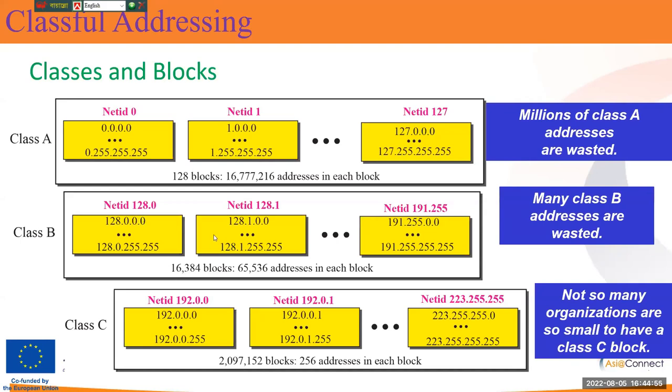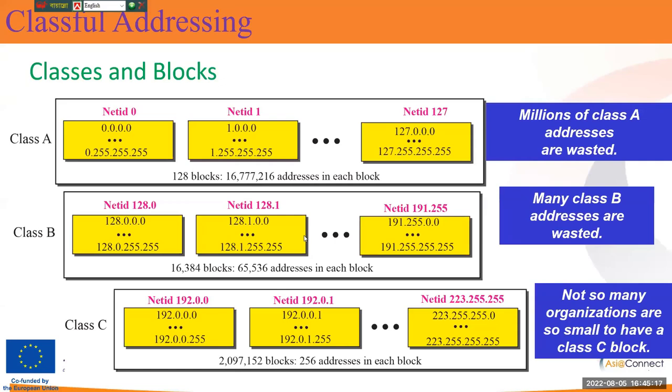2 to the power 14 we can use for net ID because 10 is fixed. The first 10 bits are fixed for class B. In that case, 128 to 191.255 will be the network ID. And the rest of the 16 bits will be for host ID.